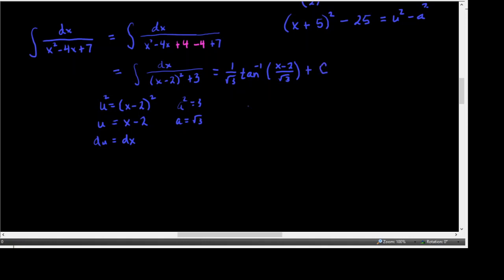And so that simplifies to be square root of 3 over 3 arctangent of x minus 2 times the square root of 3 over 3 plus c. All right, so there's that one.